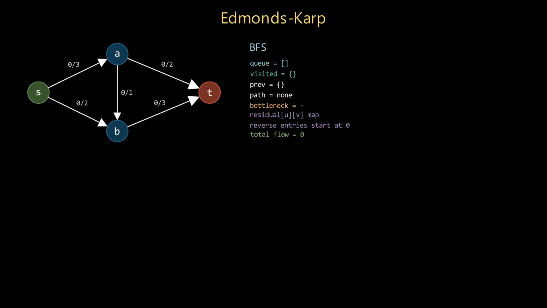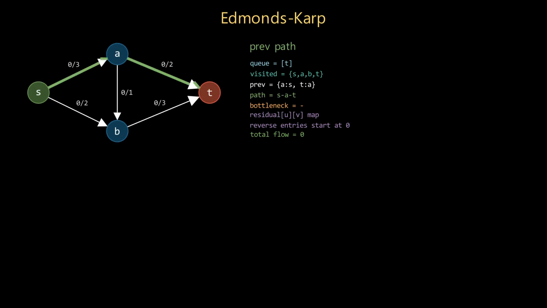Edmonds-Karp makes Ford-Fulkerson concrete. Always use breadth-first search to choose the next augmenting path. Start BFS at S. From S, both edges to A and B have remaining capacity, so A and B enter the queue. From A, T is reachable, so BFS chooses the shortest path S to A to T.